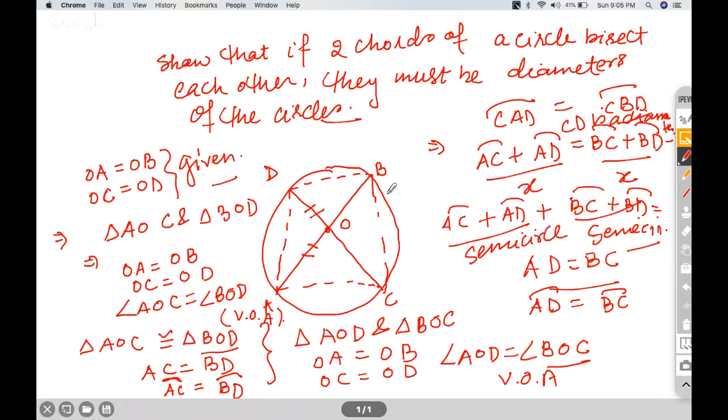And similarly, you can write from this side AC plus BC, and AD plus BD, and you can show that AB is a diameter. So that's how you can show that these two are diameters of each other. So now what I'll say is that these two are diameters.